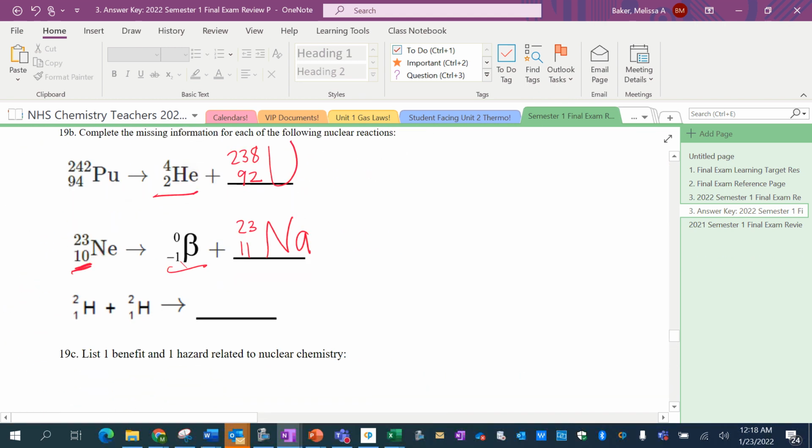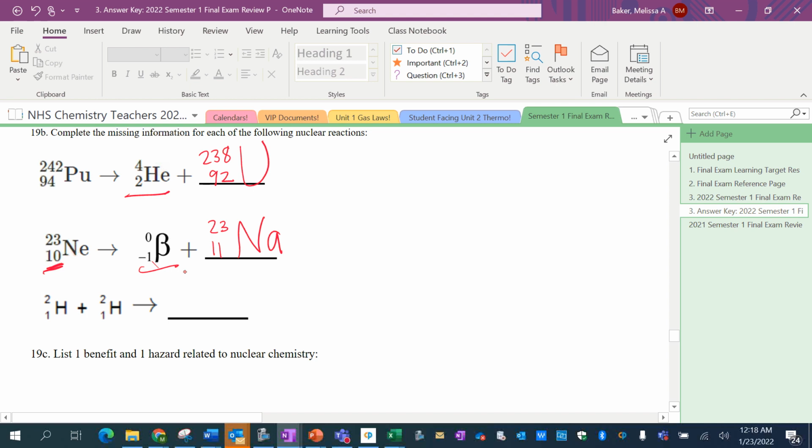And the last one, fusion, I like, because you just add them together. 2 plus 2, 1 plus 1, that now is a helium.